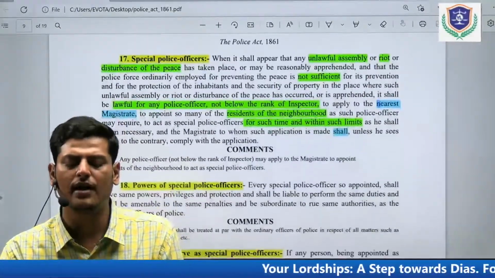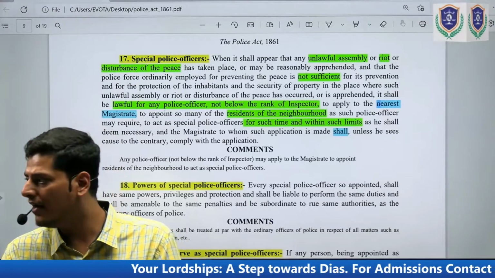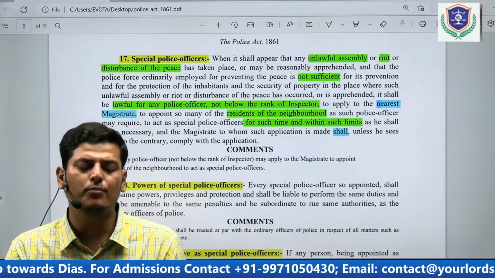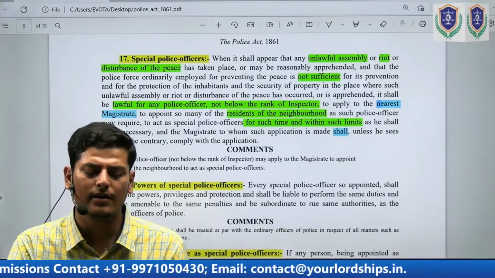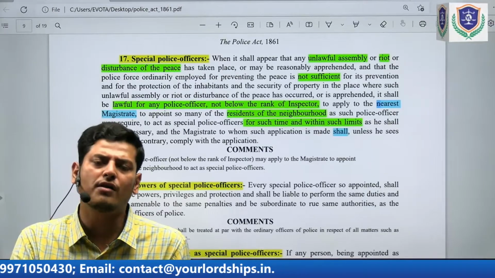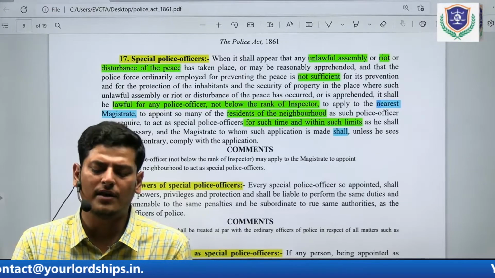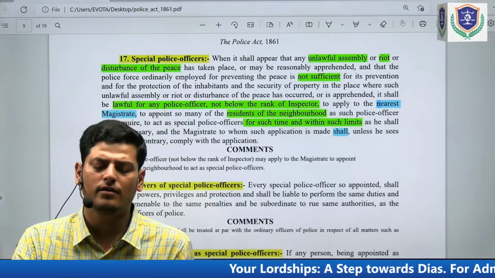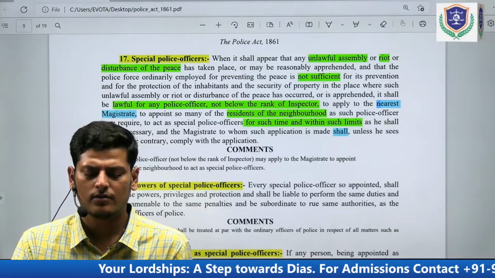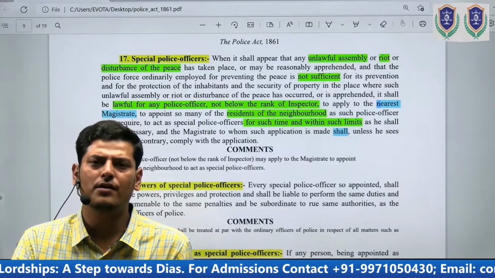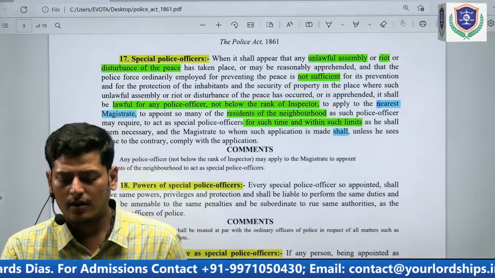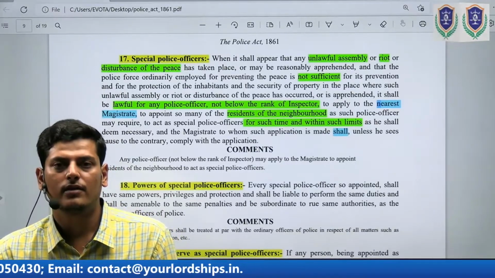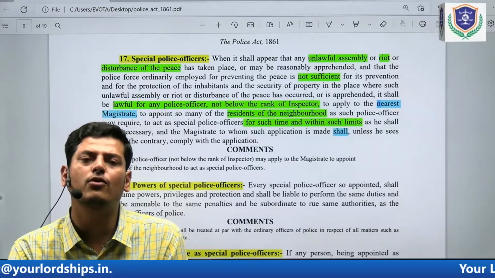Okay. 17 says that when it shall appear that any unlawful assembly, riot, disturbance of peace has taken place, or it is reasonably apprehended as well, and the police force ordinarily employed in that area is not sufficient, and for the protection of inhabitants, it is not sufficient, for prevention of any such disturbance in peace, the existing police force is not sufficient, for security of the property of that place, the existing police force is not sufficient. So in that area where such unlawful assembly, riot or disturbance of peace has occurred or is apprehended, it shall then be lawful for any police officer not below the rank of inspector.